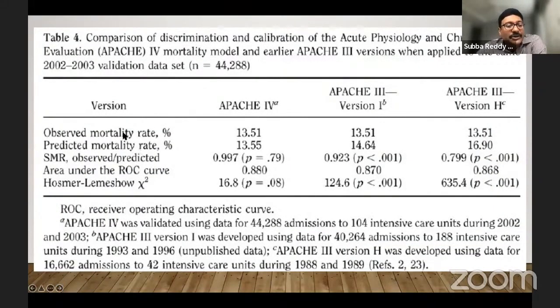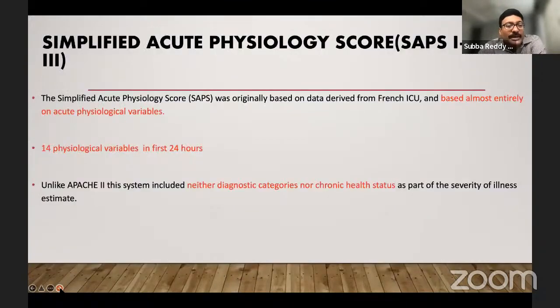So with this, you know the observed mortality and predicted mortality. You will get SMR, that is standardized mortality ratio. If you look at Apache 4, the observed mortality and predicted mortality are almost equal. The SMR specificity is 0.99, and it is much, much better than Apache 3 and Apache 2. So Apache 4 has got better specificity.